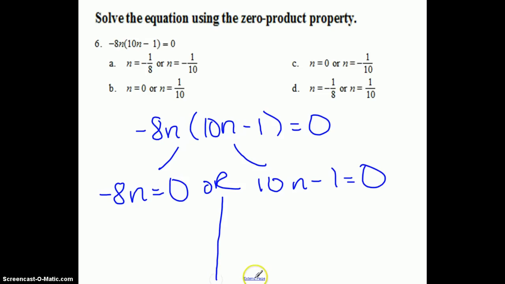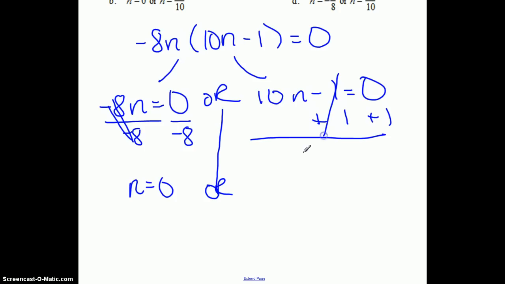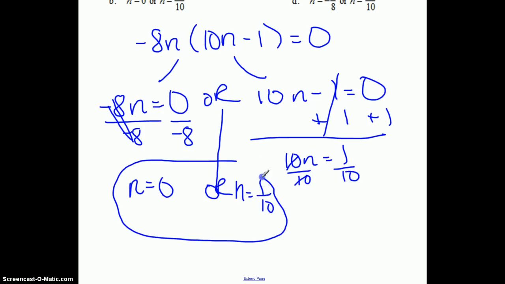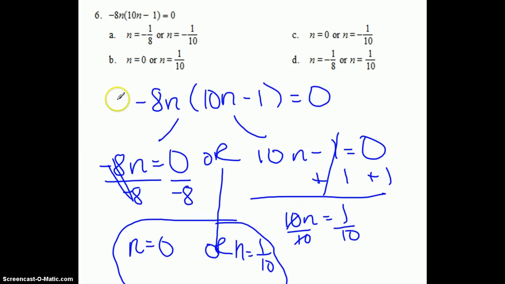Draw my line. So n equals 0, or if I add 1, divide by 10, n equals 1/10. So let's go back up here and look. So my answer on this one would be B.